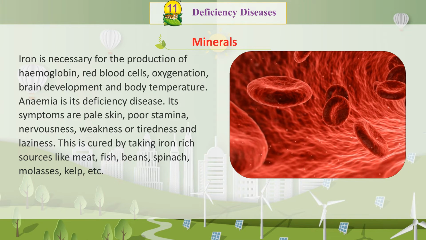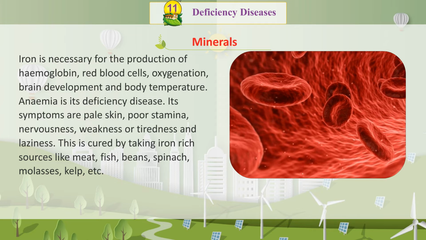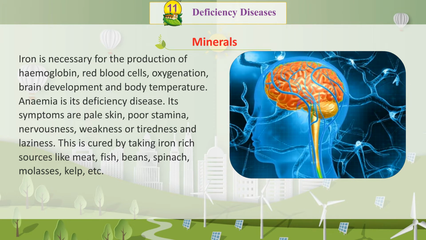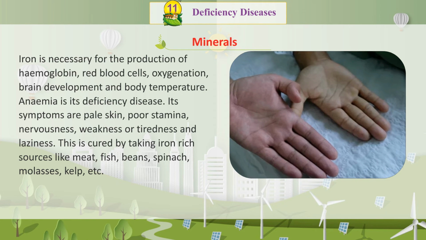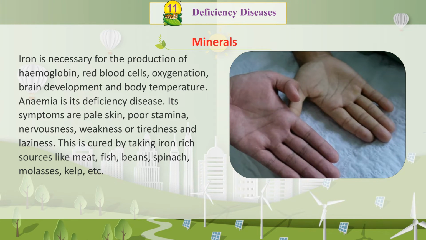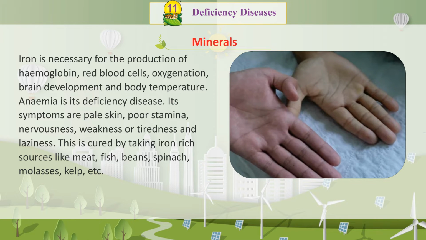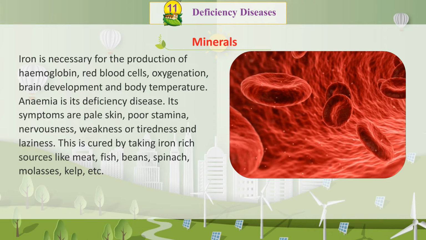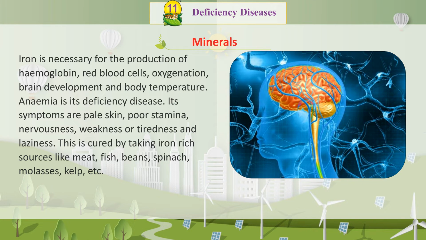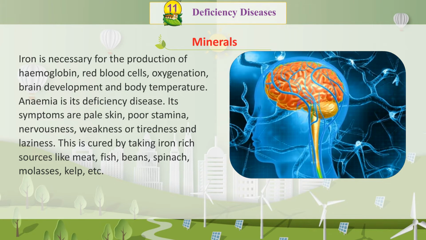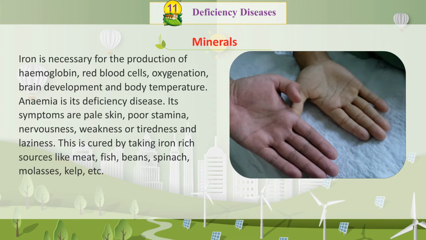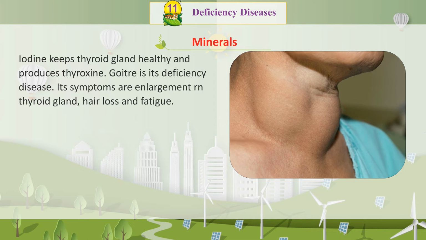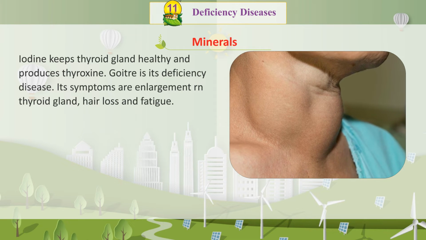Iron is necessary for the production of hemoglobin, red blood cells, oxygenation, brain development, and body temperature. Anemia is its deficiency disease. Its symptoms are pale skin, poor stamina, nervousness, weakness or tiredness, and laziness. This is cured by taking iron-rich sources like meat, fish, beans, spinach, molasses, kelp, etc.